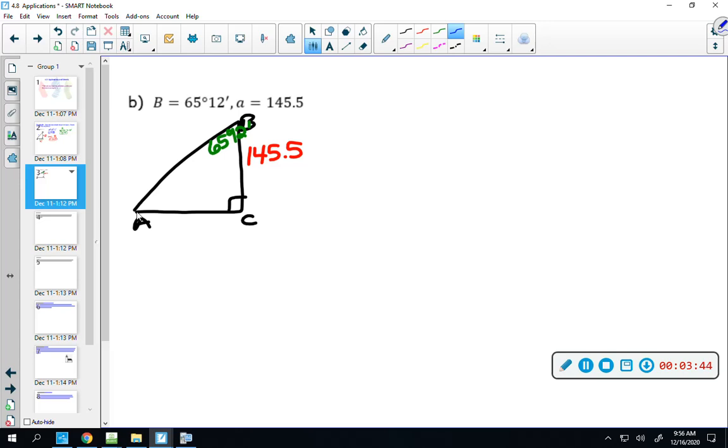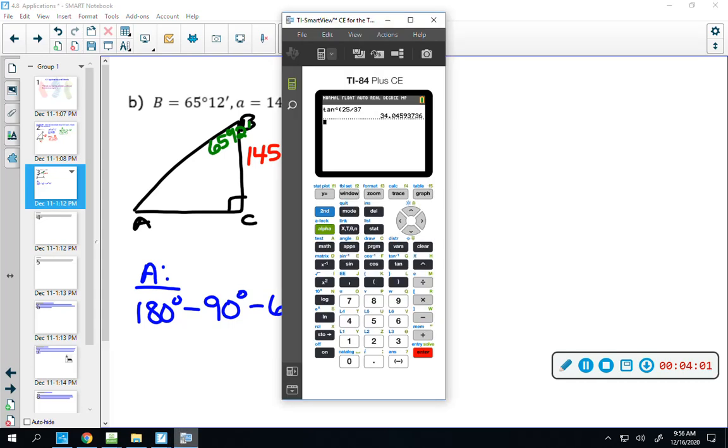So I'm going to start with finding angle A. Now, all 3 angles in a triangle add to 180, so I'm just going to take off the right angle. Again, you can do that in your head, and then I'm going to subtract the 65 degrees, 12 minutes. Now, this I am going to punch in the calculator for you just because it's been a little bit since we've done degrees, minutes, seconds.